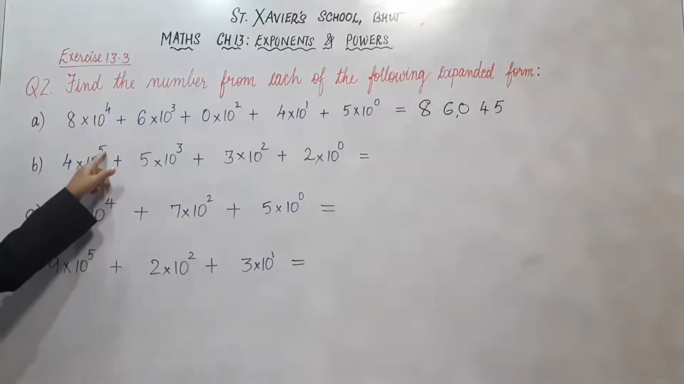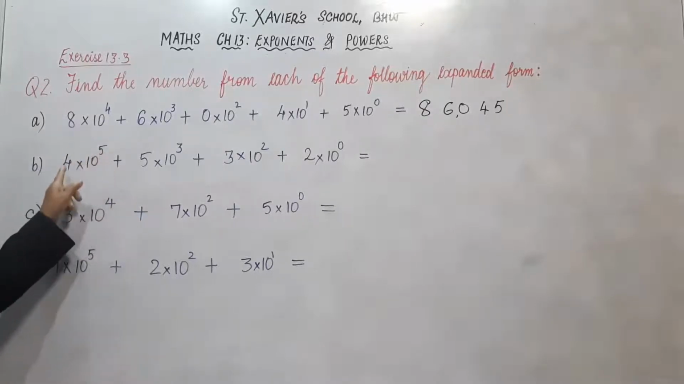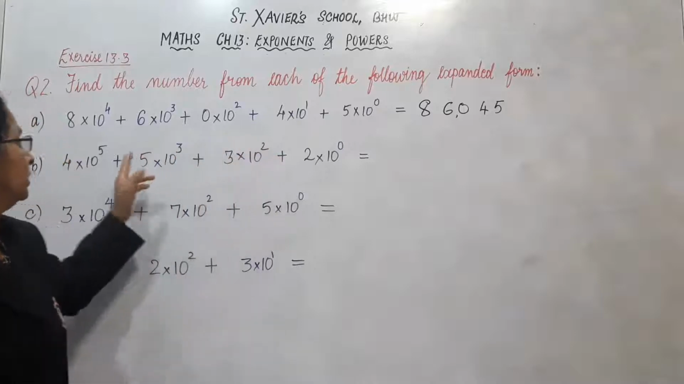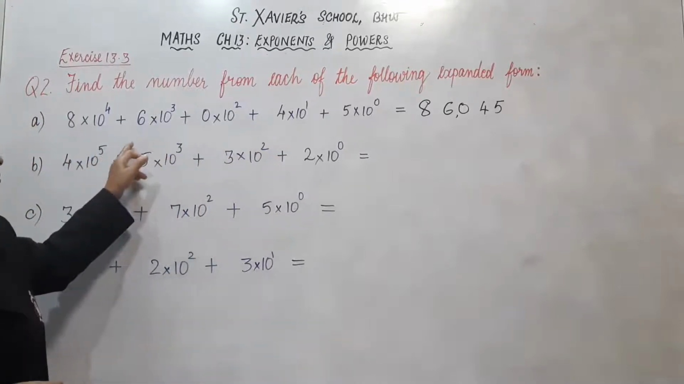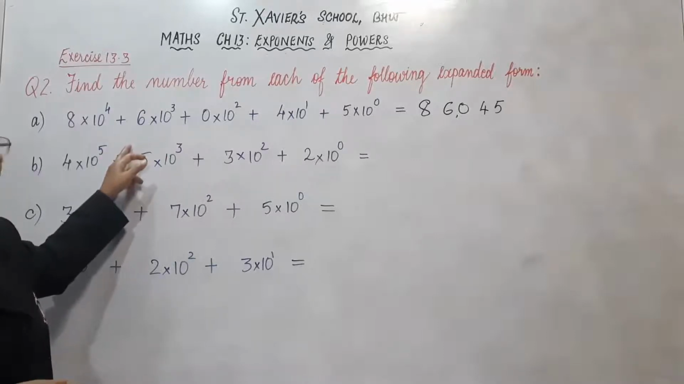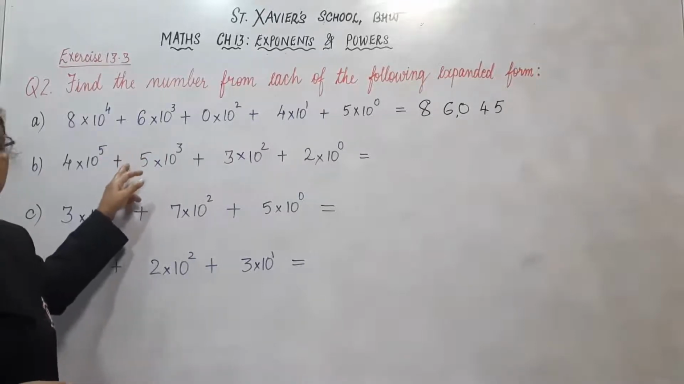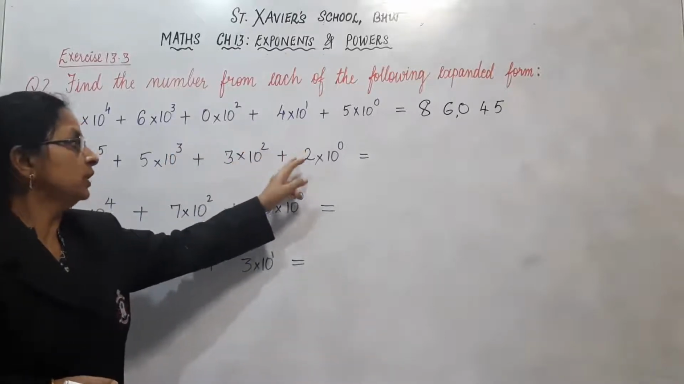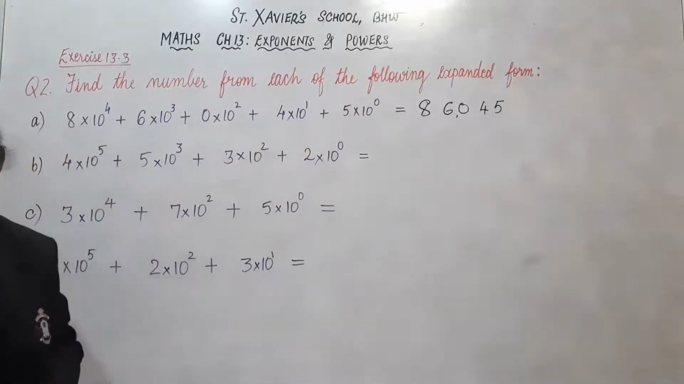Now here 4 into 10 raised to 5. The first power is 5. That means there are 5 digits after 4. So it is a 6-digit number. And now see whether the powers are in order. 5, 3. So 4 is missing. So the fourth power is missing there. We have to put 0. And after 3, 2 is here, 1 is missing. So in these two places we have to put 0.